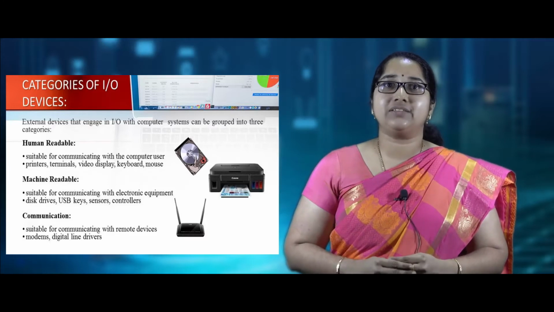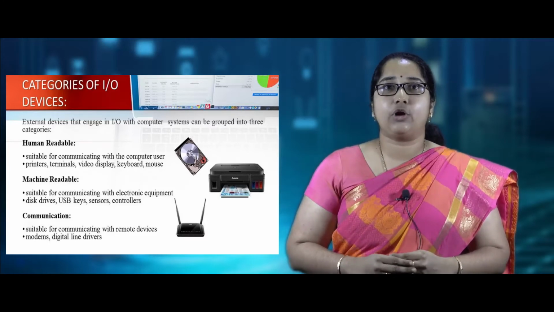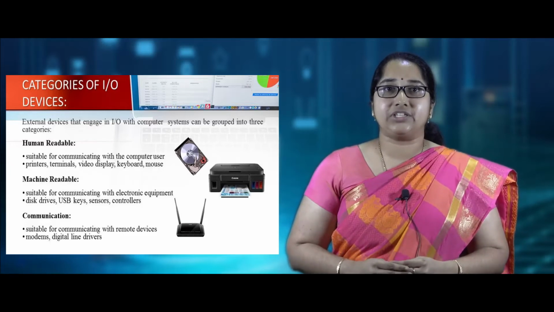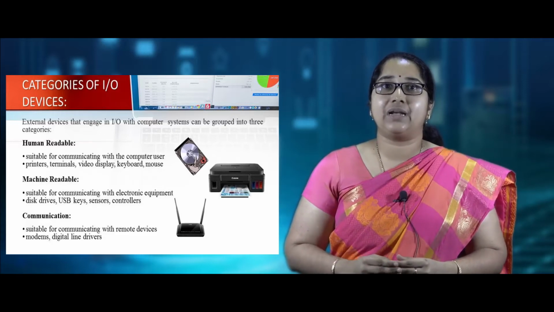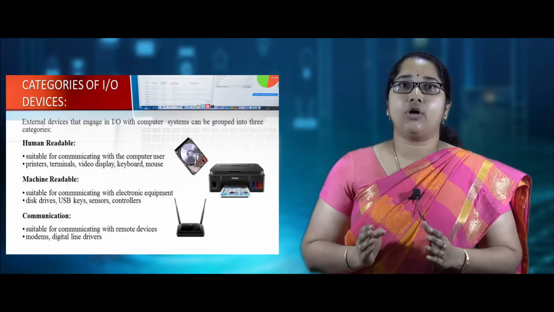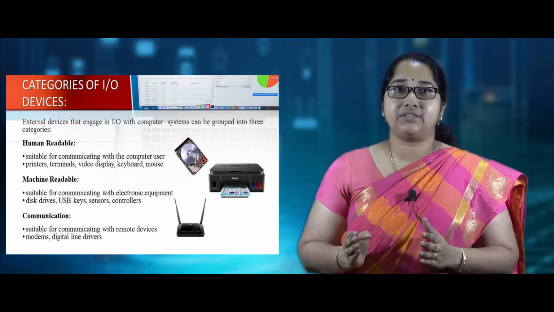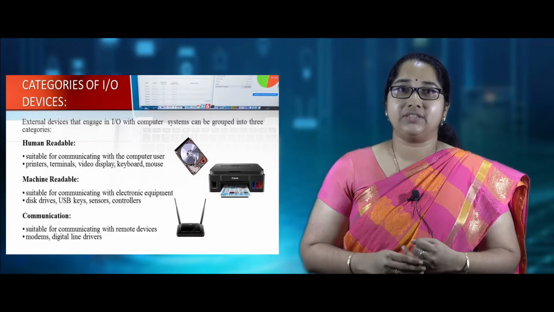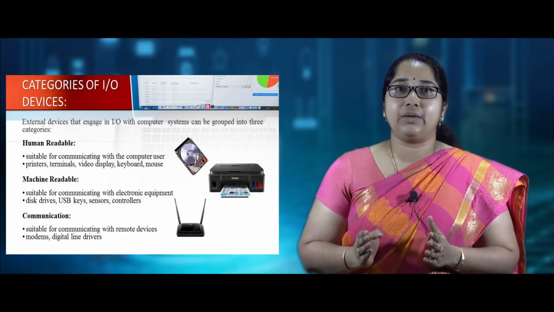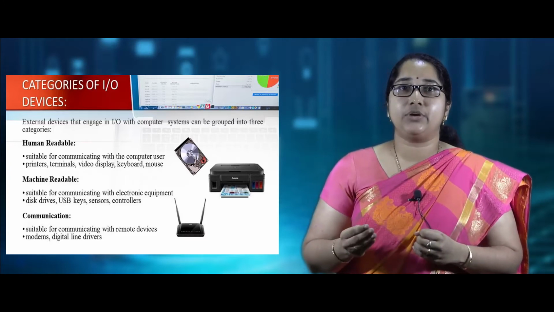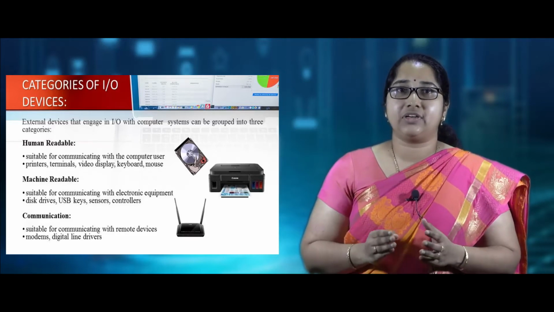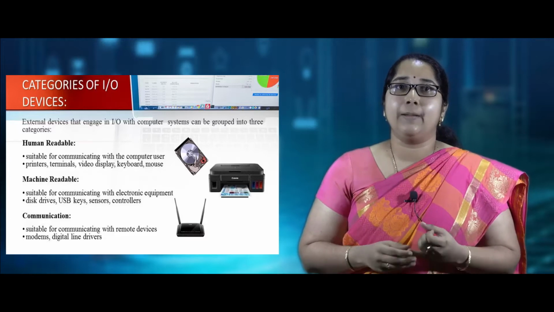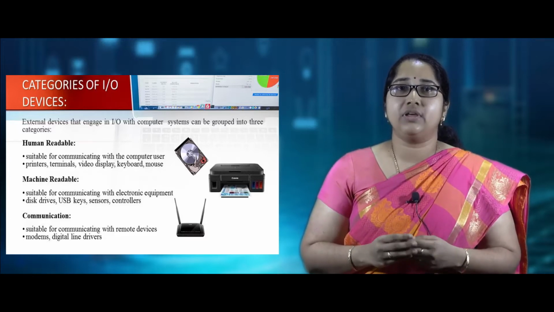So let us first see what is I/O. I/O means various input-output devices which are connected to the computer in order to perform various applications. Now let us see the various categories into which input-output devices can be divided. There are three major types of I/O devices. The first category is user readable or human readable input-output devices. They are easily communicable to human beings or computer users. Some examples of user readable I/O devices are printer, scanner, keyboard, mouse and so on.